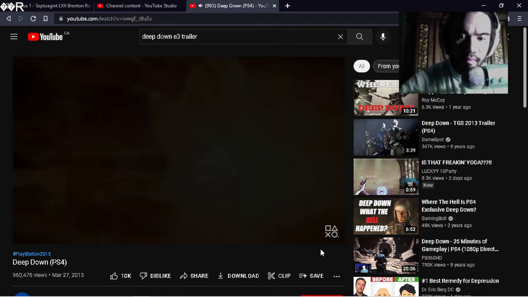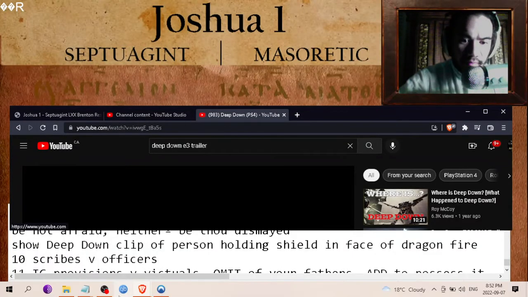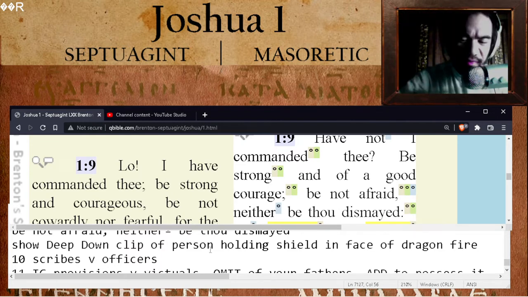Okay, so that's that clip. So I hope that is inspirational in terms of being a man, being courageous. That's what I picture. Someone holding a shield in the face of the flames of tribulation. In this case, a dragon literally breathing fire on a knight.